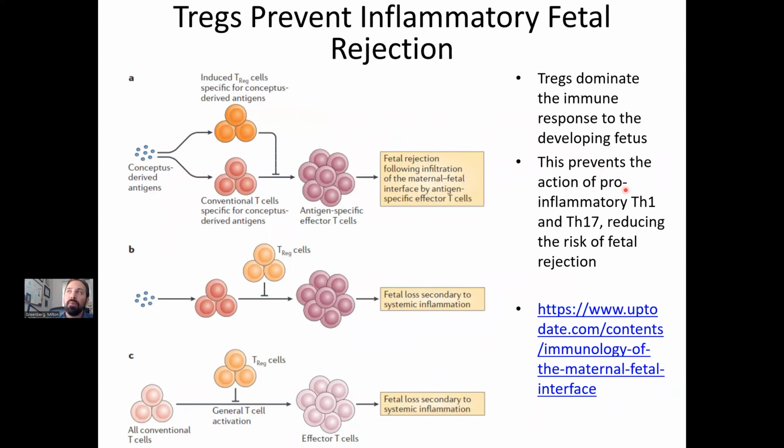So this is going to prevent the activation of pro-inflammatory Th1 and Th17 cells, thus reducing the risk of fetal rejection due to inflammation. There's a lot more reading if you're curious here, but essentially you have these pro-inflammatory immune cells as well as anti-inflammatory immune cells that are good at protecting your own body, but also in the context of pregnancy, also helpful for protecting those. And in the case of cancer, which we'll see in a number of lectures coming up, these cells are also important for helping protect those cancers from inflammatory rejection as well.